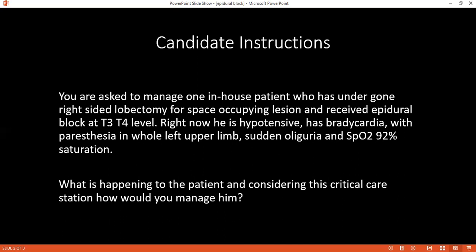Okay. How much oxygen would you give considering SpO2? 100%. Very good. Okay. By mask or by? Rebreathable mask. Very good. Okay. Can you tell me what exactly might have happened to the patient? What is your provisional diagnosis?